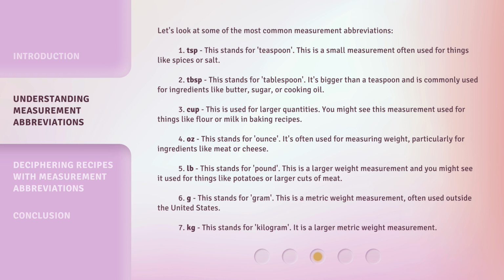5. lb. This stands for pound. This is a larger weight measurement, and you might see it used for things like potatoes or larger cuts of meat. 6. G. This stands for gram. This is a metric weight measurement, often used outside the United States. 7. Kilogram. This stands for kilogram. It is a larger metric weight measurement.